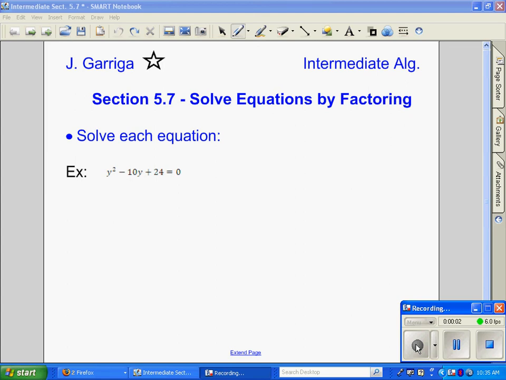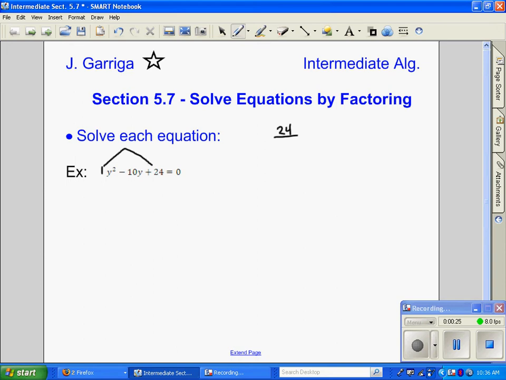In section 5.7, we're going to solve equations by factoring. The first thing we're going to do anytime you want to solve an equation is set it equal to 0. This first example is already like that, so now we want to take our left-hand side and factor it using a previous method. In this one it's a trinomial, so we're going to use bottoms up. So what multiplies to give us 1 times 24, which is 24, but adds to give us a negative 10?